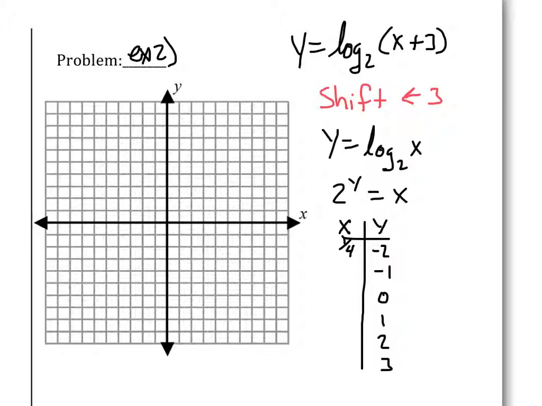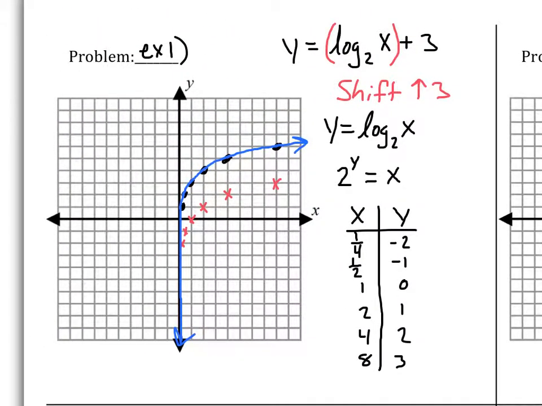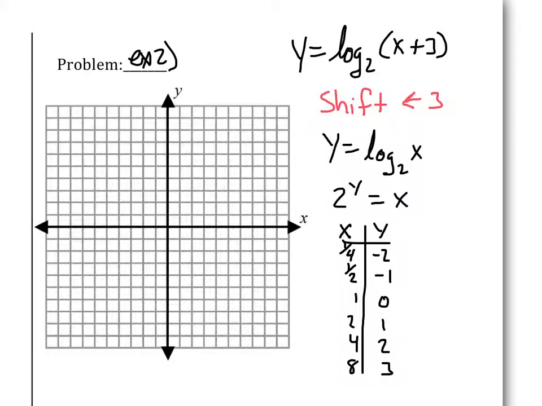So we have 1/4, 1/2, 1, 2, 4, 8. I know all of that because that's the work that we just did from example 1. We were plotting the exact same points, even though our shift was different. All right, so now that we have our information, we're going to plot our points just like we did in example 1. So 1/4, down 2; 1/2, down 1; 1, 0; 2, 1; 4, 2; 8, 3. But this time, we're shifting left 3.